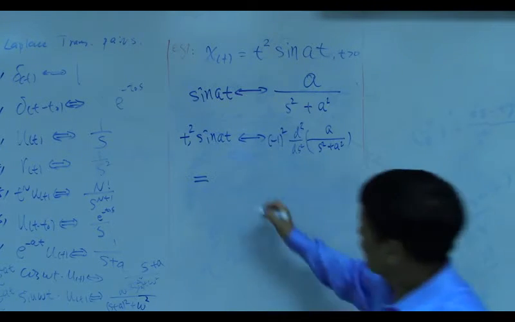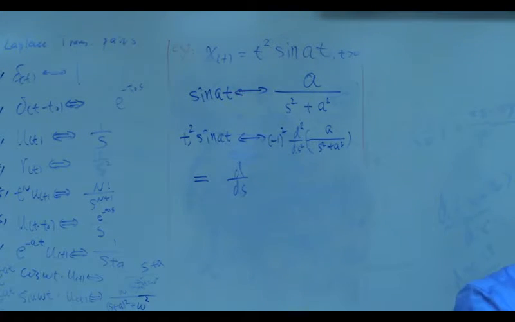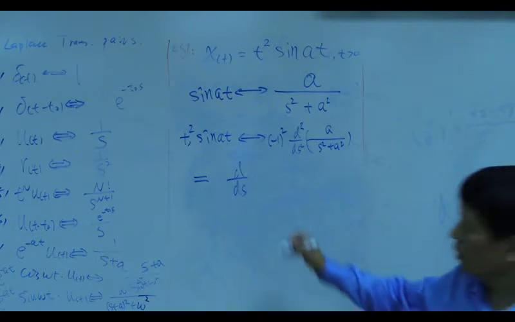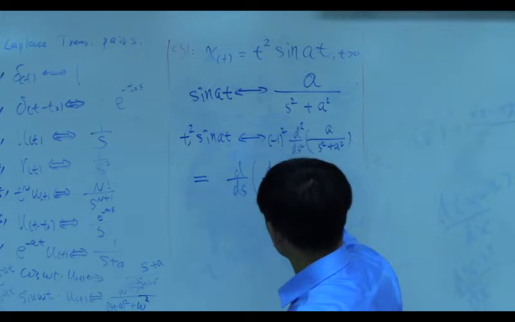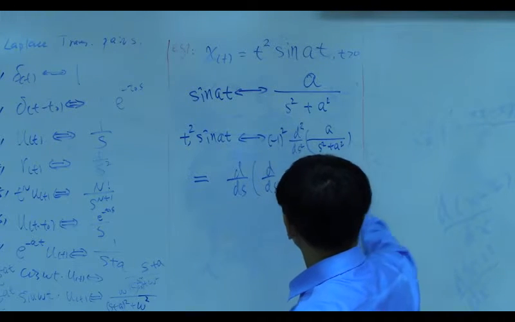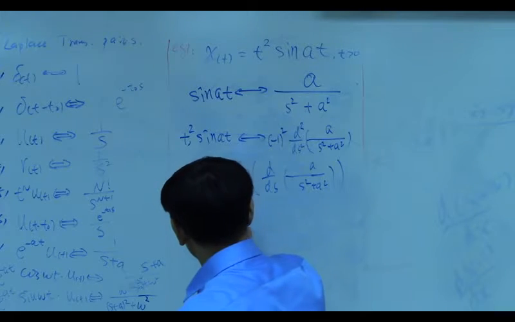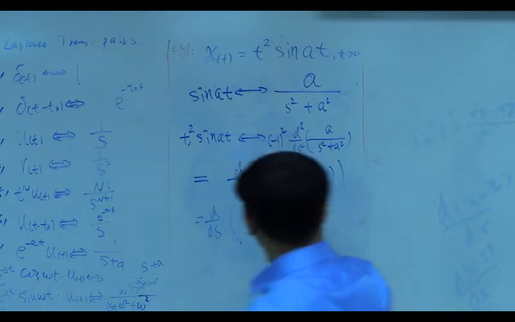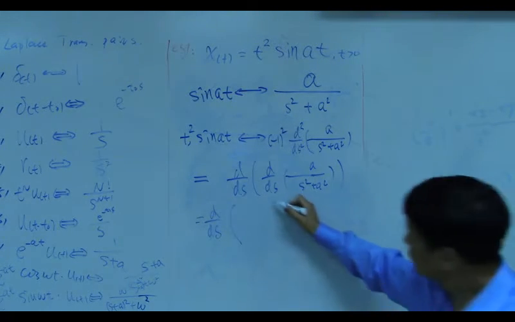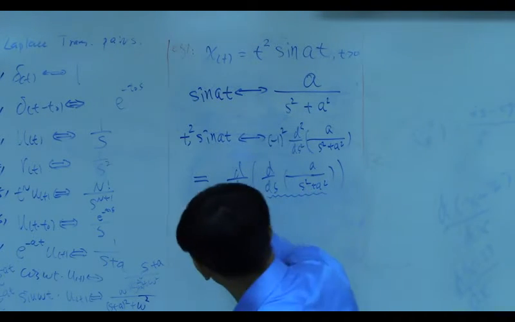And we are going to do this. How to do the second order differentiation? We need to do it one by one, right? So we do d/ds of a over s squared plus a squared first, then we do the second one. Now this one will be equal to d/ds. Right, what is this one? I will put some.